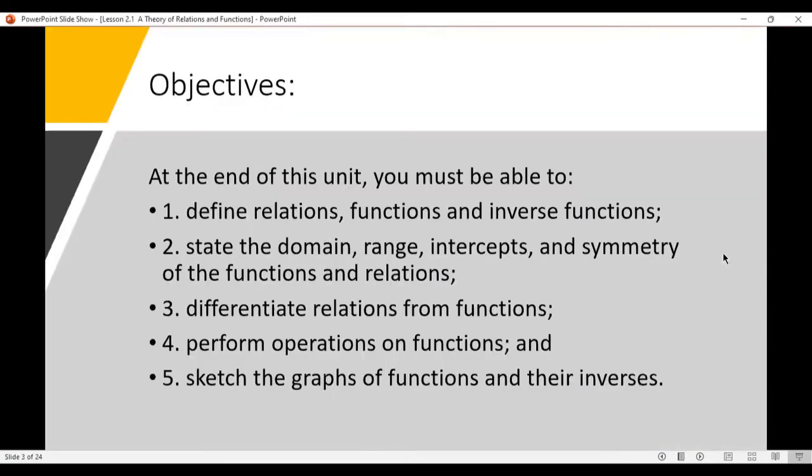Okay, next. Objectives. At the end of this unit, you must be able to define relations, functions, and inverse functions. Second, state the domain, range, intercepts, and symmetry of the functions and relations. Third, differentiate relations from functions. Fourth, perform operations on functions. And the last, sketch the graphs of functions and their inverses.